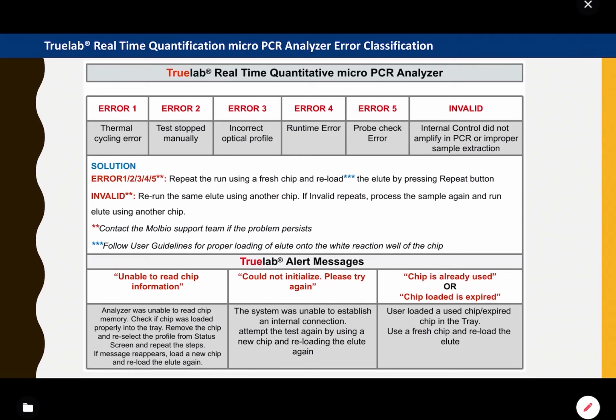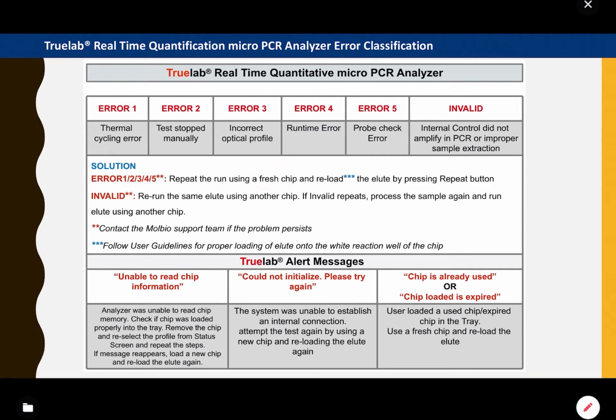Now we saw the different errors in extraction machine. Now we'll see what are the different errors which we see in PCR machine. Okay. So PCR machine, we have different types of error. Error 1, error 2, error 3, error 4, error 5, and the invalid result which we already discussed. So error 1, 2, 3, 4, 5, whatever it is, the main thing which we have to do troubleshooting is you have to rerun the sample. That is the elute which you already have after DNA extraction. You have to rerun the test using a fresh chip. Okay, fresh MTB chip if you are using a MTB chip, or if the error is in a RIFS chip, you have to use the RIFS chip. You have to rerun with a fresh chip and then do the test.